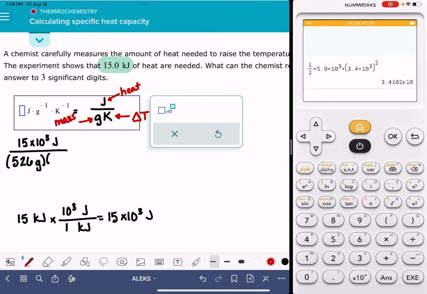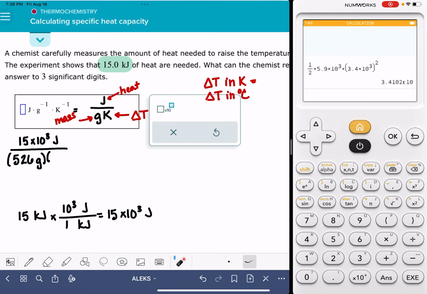Now, one of the funky things about Celsius and Kelvin is that the change in temperature in units of Kelvin is going to be exactly the same as the change in temperature in units of degrees C. This is because the increments in the Kelvin scale are exactly the same as the increments in the Celsius scale. You could verify that for yourself if you want. I'm not going to go into that kind of magic. It's actually not very magical at all.